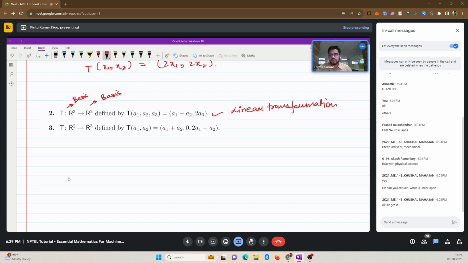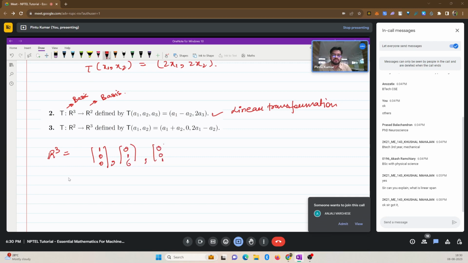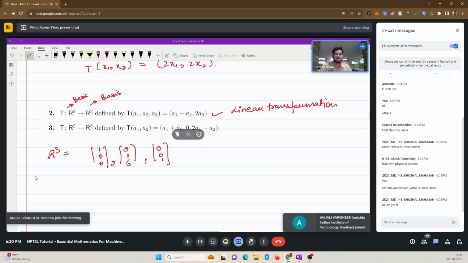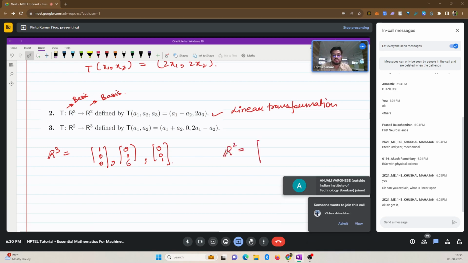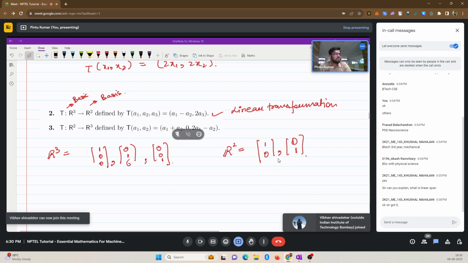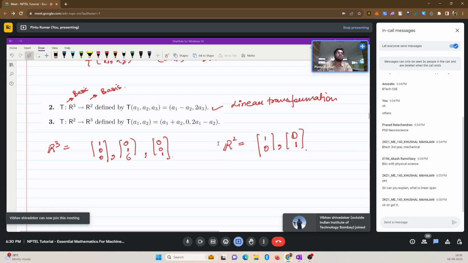So for R3, what is our standard basis? This is (1, 0, 0), this is (0, 1, 0), and this is (0, 0, 1). And for R2, what is our standard basis? For R2, our standard basis is (1, 0) and (0, 1). Now how do you write this in the form of a matrix?